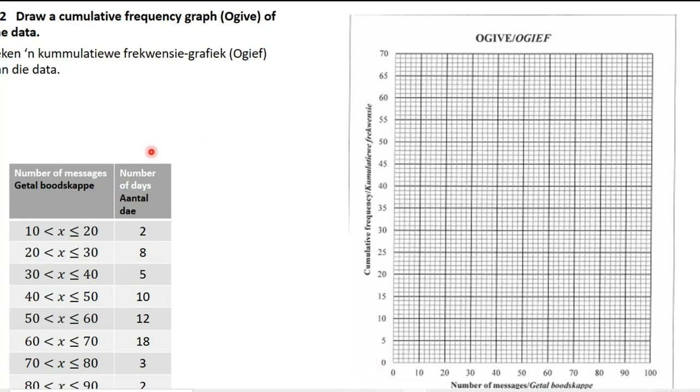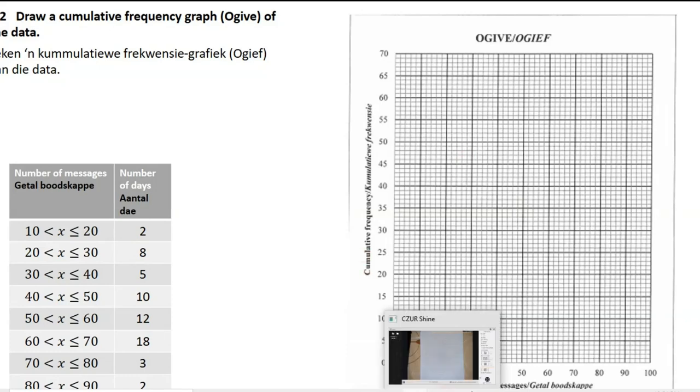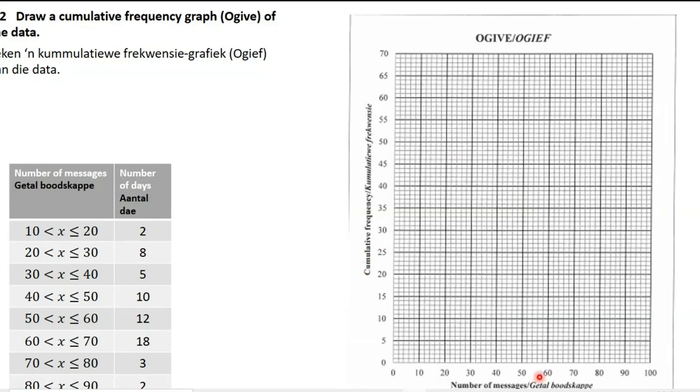Now they say, let's draw a cumulative frequency graph. That's called the ogive of the data. Guaranteed question. Can you see that in this year, the Department of Education who set the question paper was kind. They gave you the grid, so you don't have to spend time on that. They gave you the labels, so we just have to sketch this thing.